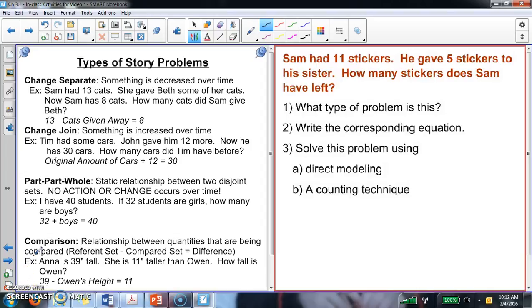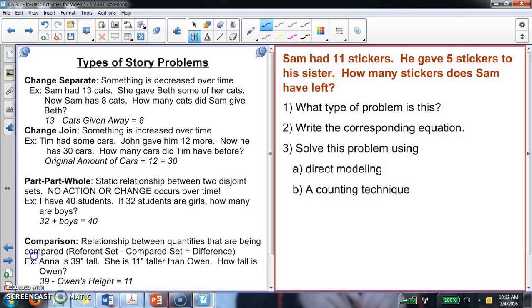I have one last problem, and it has a corresponding video of students' work, so you should go and watch these videos. They are great to see how students problem solve through problems that may seem kind of complex, especially when some of these students are in early elementary school. So Sam had 11 stickers. He gave 5 stickers to his sister. How many stickers does Sam have left? So he had some, he took away, and what's he have left?